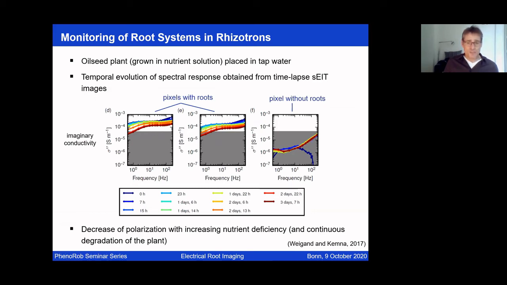I didn't put pictures here of the plant, but you could, of course, see it also given the increasing nutrient stress or deficiency, since there was no adding of nutrients at any time in this experiment. So this is also further evidence for this physiological sensitivity of these responses that we tried to image. So polarization fades away.